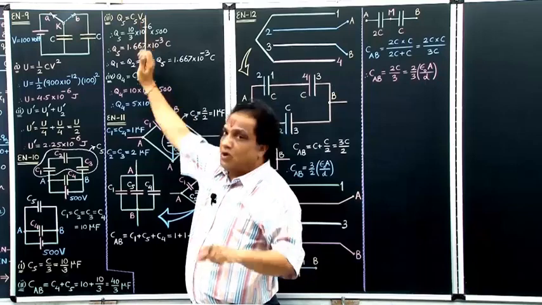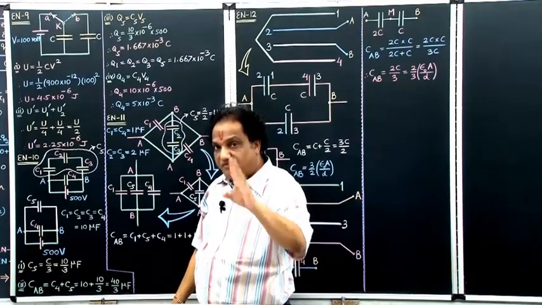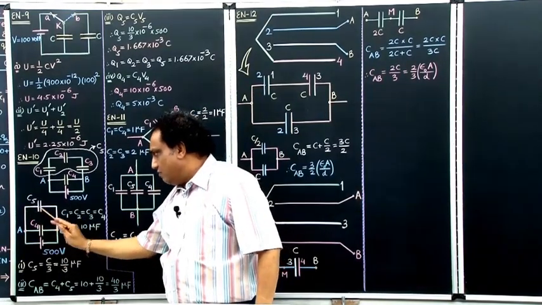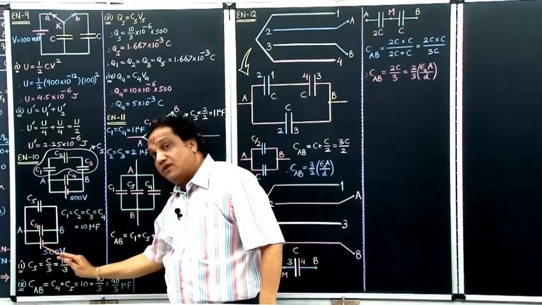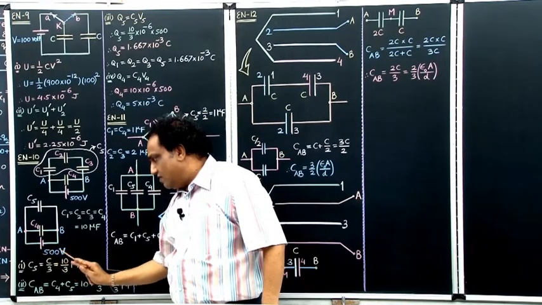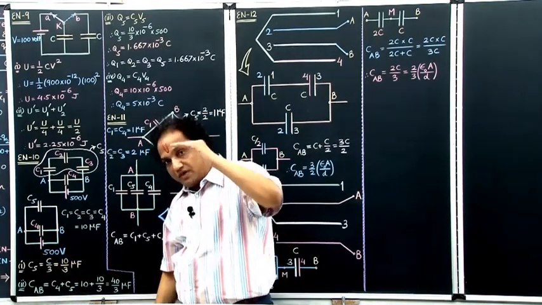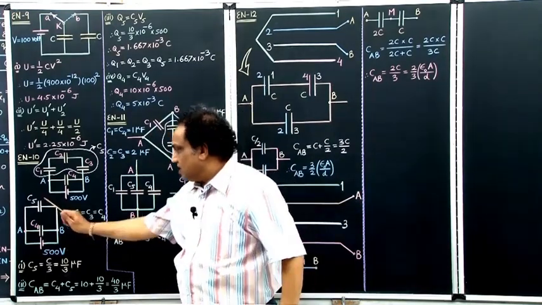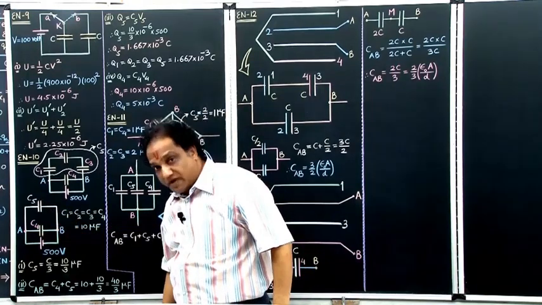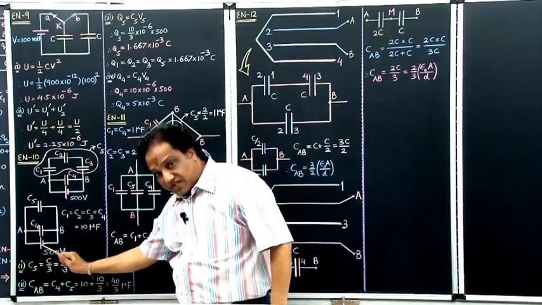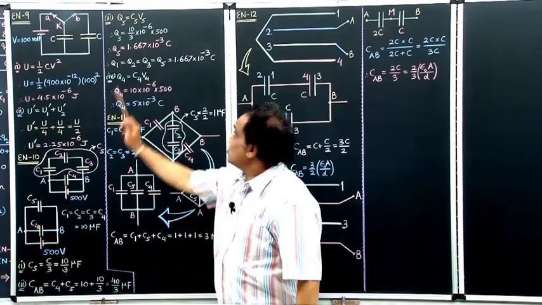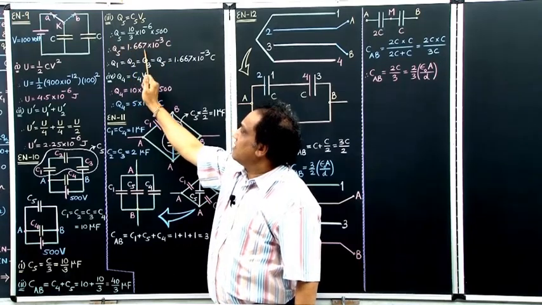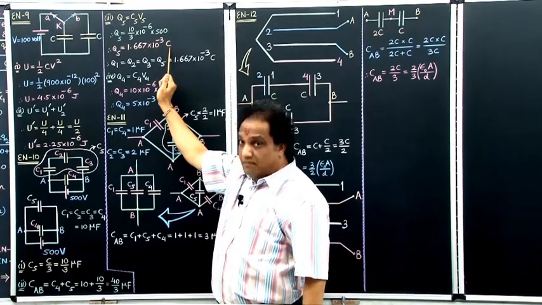What do you mean by V5? Potential difference across the plates of the 5th capacitor. Come on, potential difference across these 2 plates. It is nothing but the terminal voltage of this battery, and it is 500 volt. Because the components are connected in parallel, potential differences across them must be equal. So the potential difference across the plates of this capacitor should be equal to the terminal voltage of this battery, which is right now 500 volt. Simplify, answer is 1.667 into 10 raised to minus 3 coulomb.